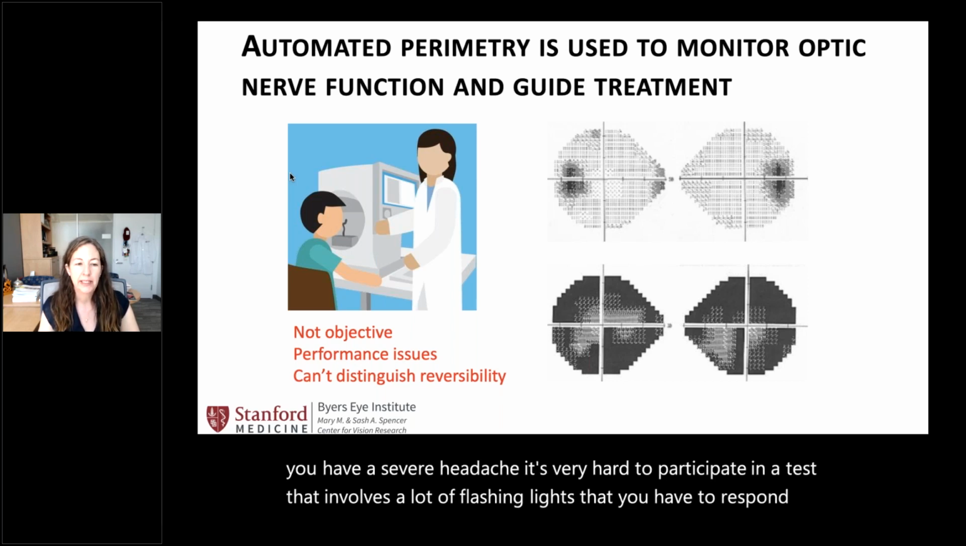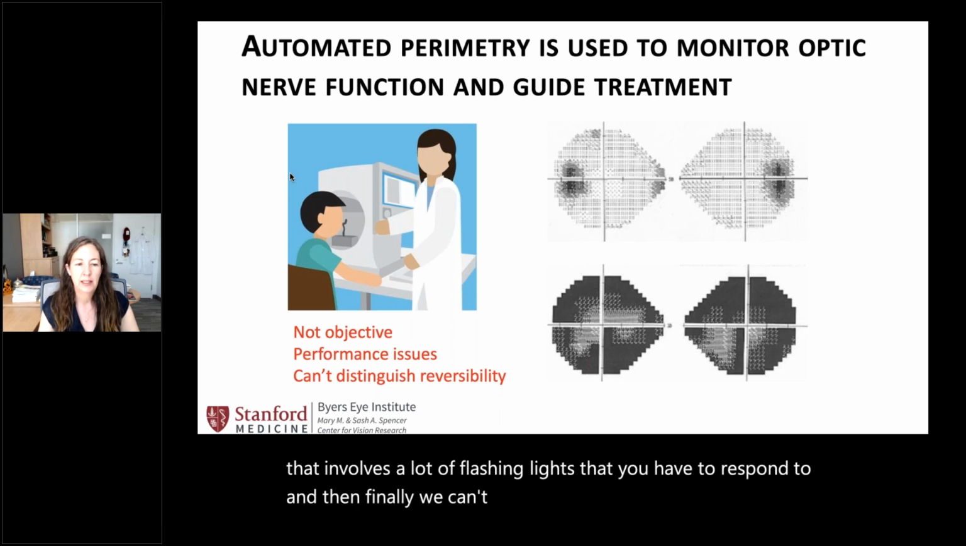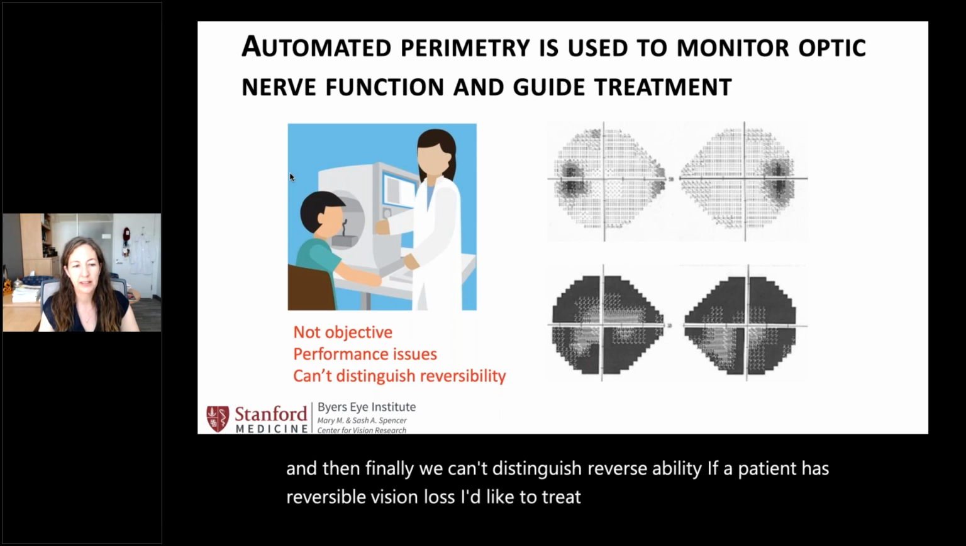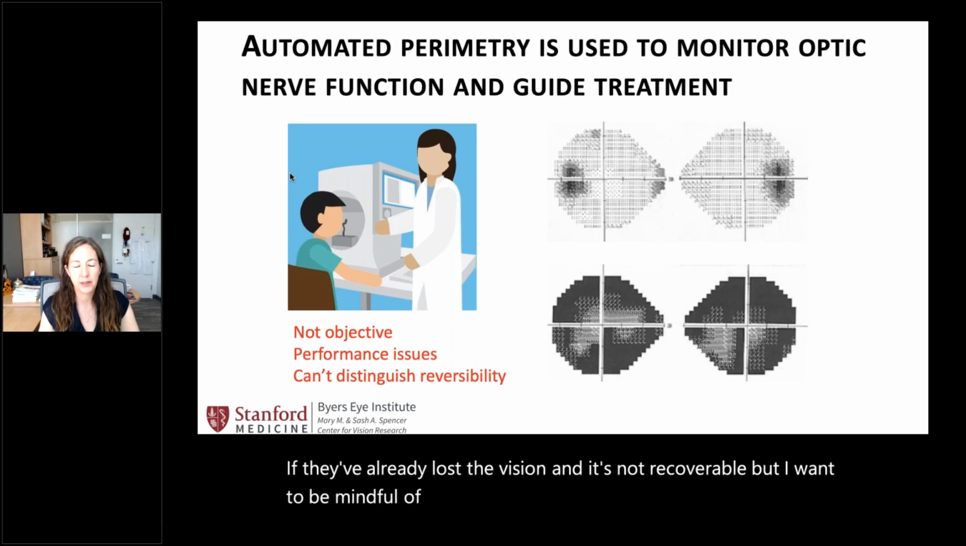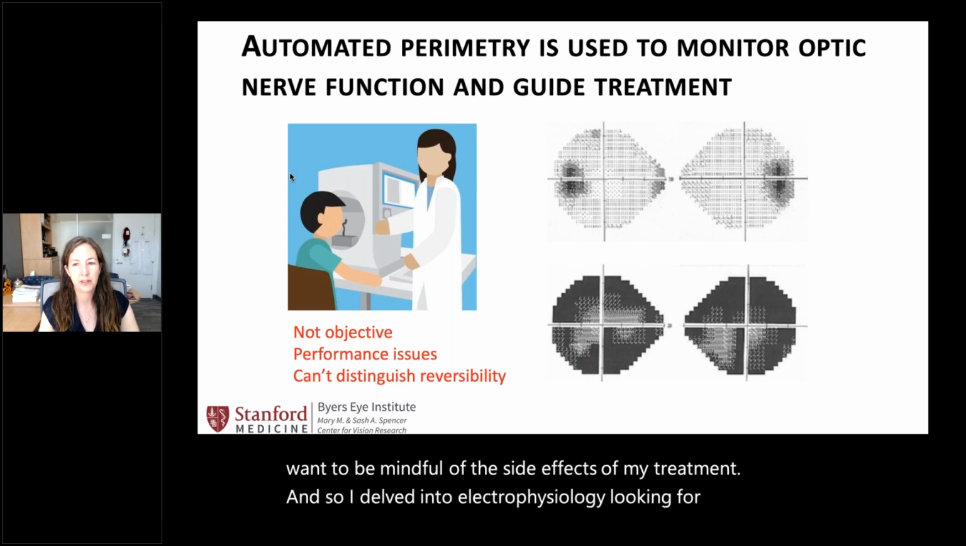And then finally, we can't distinguish reversibility. If a patient has reversible vision loss, I'd like to treat them really aggressively. If they've already lost the vision and it's not recoverable, then I want to be mindful of the side effects of my treatment. And so I delved into electrophysiology, looking for some alternatives to these visual field tests.